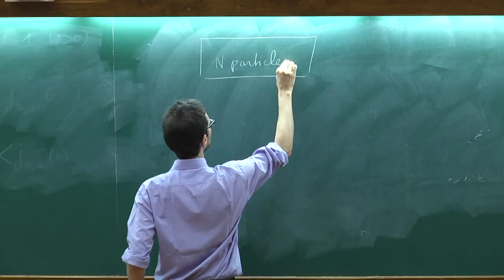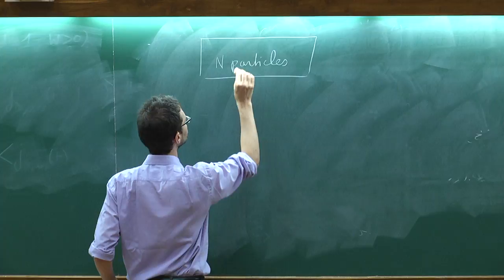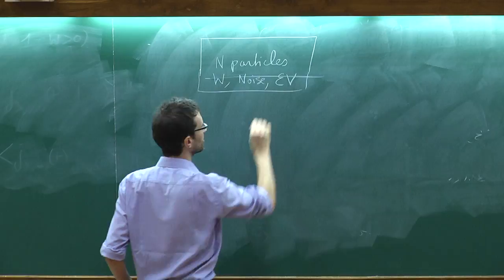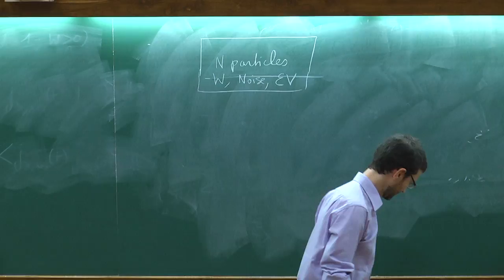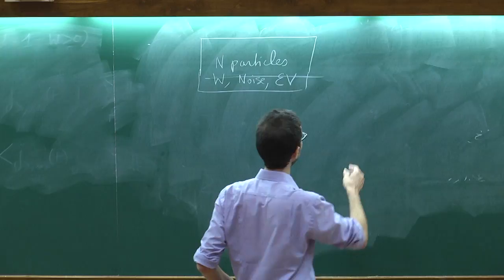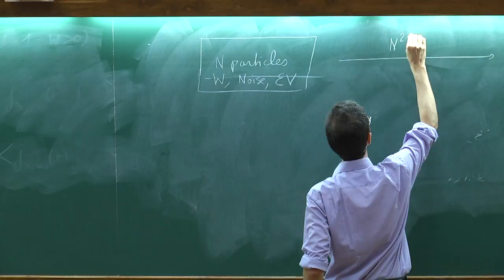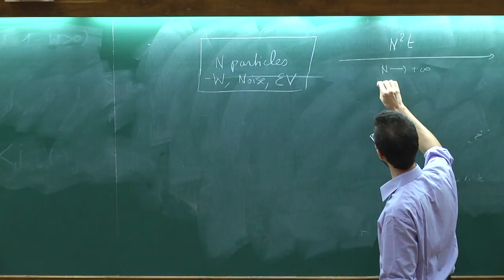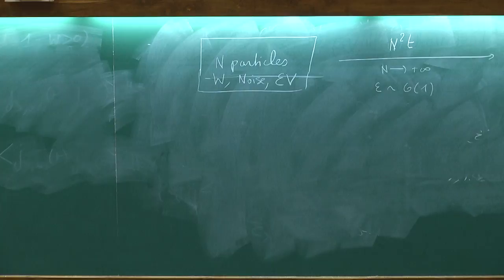interacting with this potential epsilon v, where you have some pinning potential w, you have the noise, the flipping noise, and you have also the interaction potential between the particles epsilon v. If you don't assume that epsilon is small, what you would like to do, this would be the goal, would be to take the diffusive limit n squared t. Okay, so you look at the system in the diffusive time scale, and you send n to plus infinity, but taking epsilon of order one. Okay, you don't assume that epsilon is small. Then what you expect is to obtain the Fourier's equation.